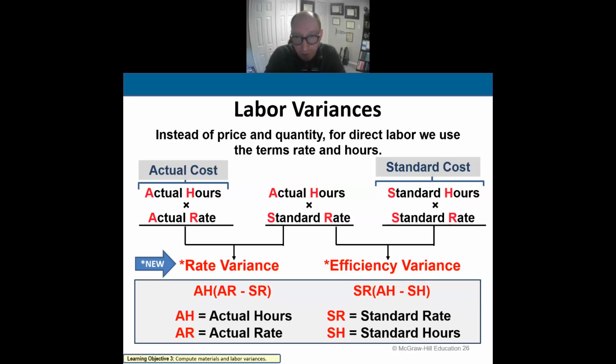We can also find what we call an efficiency variance. The efficiency variance shows us how efficient our employees are using those hours, their efficiency rate, if you will. It is the actual hours times the standard rate minus the standard hours times the standard rate. This can also be expressed as the standard rate times the actual hours minus the standard hours. That gives us our efficiency variance.